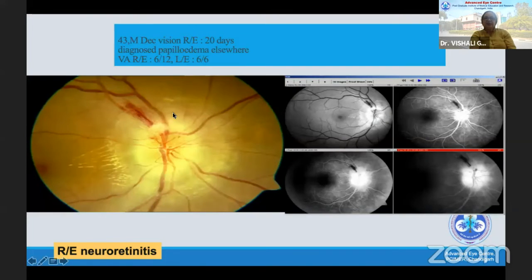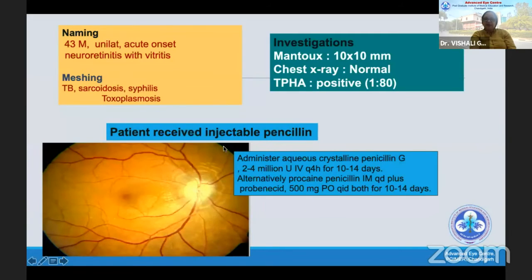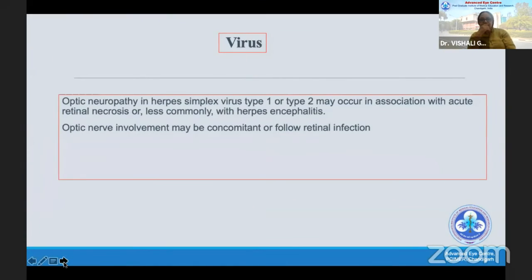Now, this is an example of a 43-year-old man who was actually diagnosed as papilledema elsewhere, but he had some vitreous cells and came out to be positive for syphilis, and this is how you treat it. The treatment is with injectable penicillin like neurosyphilis, and you can see the resolution of optic neuritis.